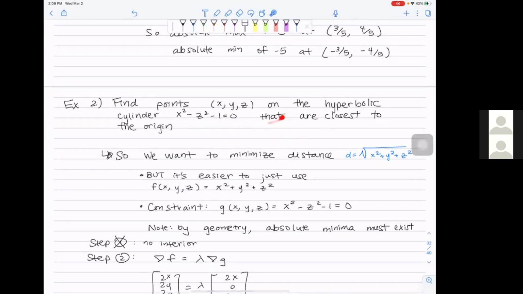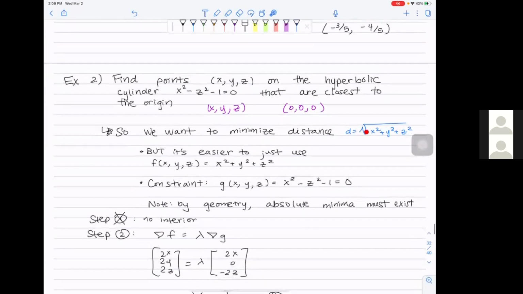Okay, so we're trying to minimize the distance because we're trying to find some point that is closest to the origin. If you have some point on this cylinder, x, y, z, and you want to find the x, y, z closest to the origin, 0, 0, 0, then how do you find the distance? The distance is the normal distance formula, which is the square root of x minus 0 squared, plus y minus 0 squared, plus z minus 0 squared. So this is your distance formula.